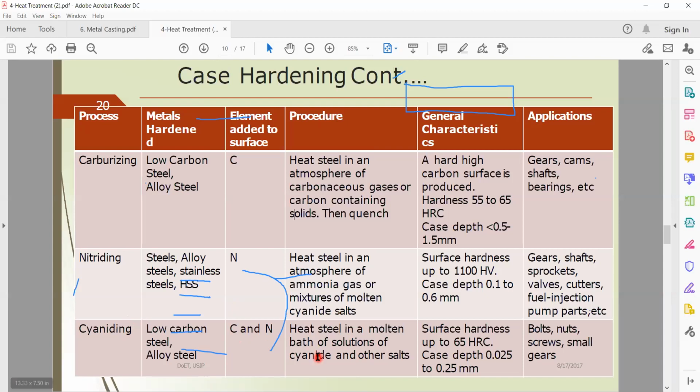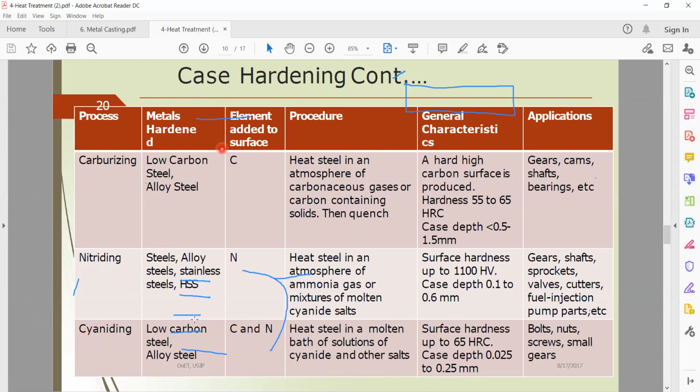So what you need to do, you have to heat that metal, this alloy steel, in a molten bath solution of this cyanide and other salt. Right? So that's the procedure. If you heat the steel in the molten bath solution, then definitely you can add the carbon and nitrogen to the surface of the alloy steel. So that is called cyaniding.